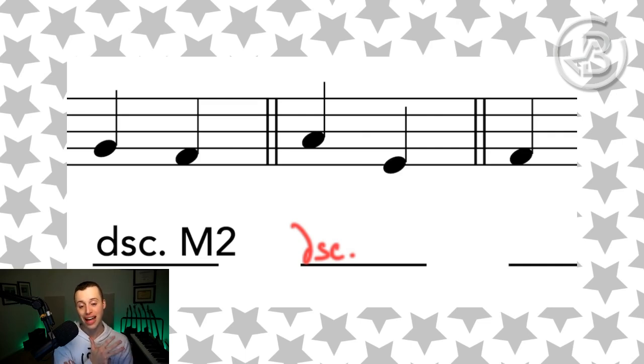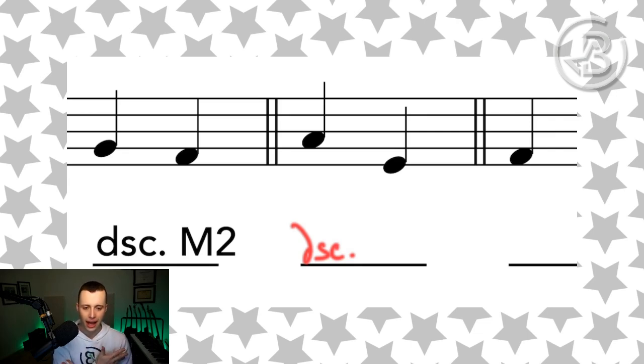Now we need to figure out how many half steps there are. So we know for fourths, it can either be augmented or perfect. So what we're trying to figure out right now is how many half steps there are, and then we're going to compare that to page 106 to see the exact quality of the interval.